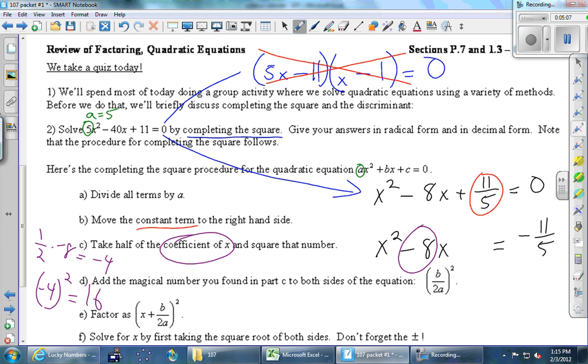It's a very funny thing that I'm telling you to do, just this random kind of procedure. Take half of the number and square it. Turns out something good happens when you do this random sounding thing. So half of the number was -4, square it, became 16.